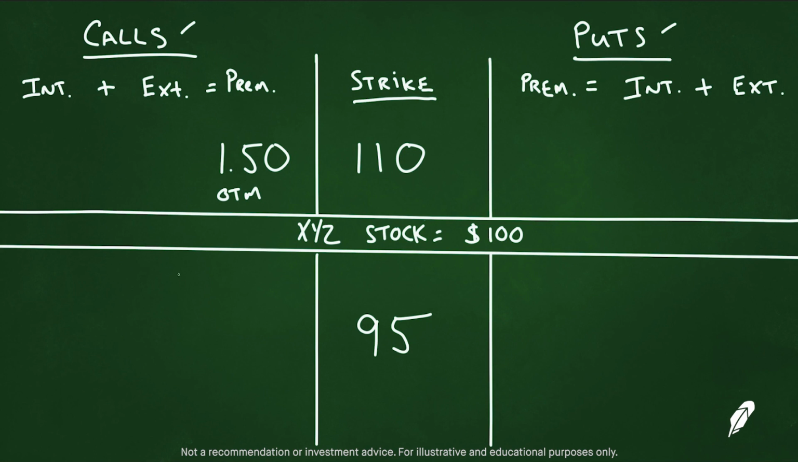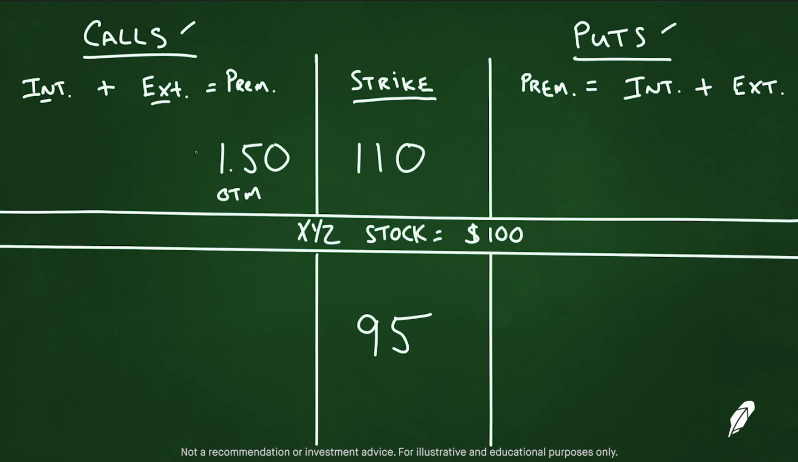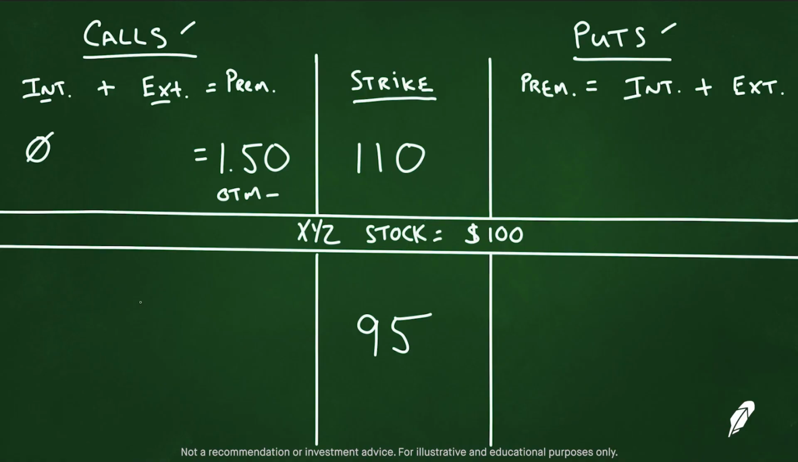And so let's just do some quick intrinsic and extrinsic calculations. Remember, intrinsic plus extrinsic equals the premium. Now we know the premium is 150. We know there's zero intrinsic value because this option is not in the money. So we can then assume that this whole option is worth extrinsic value only, meaning it's out of the money.